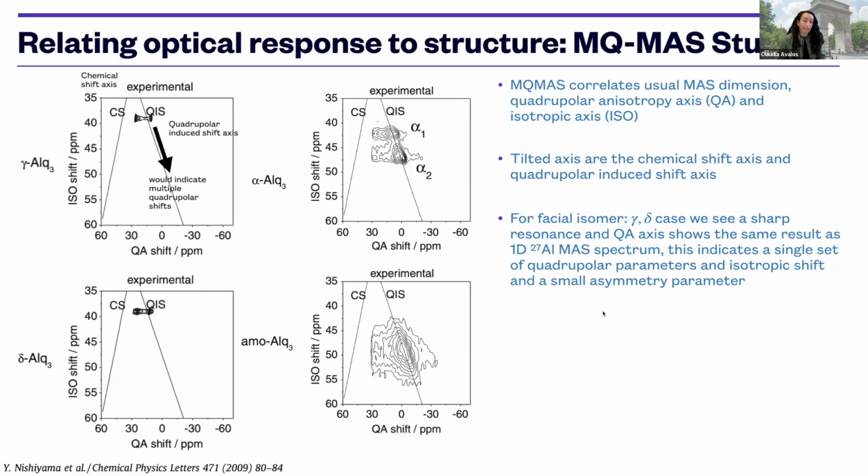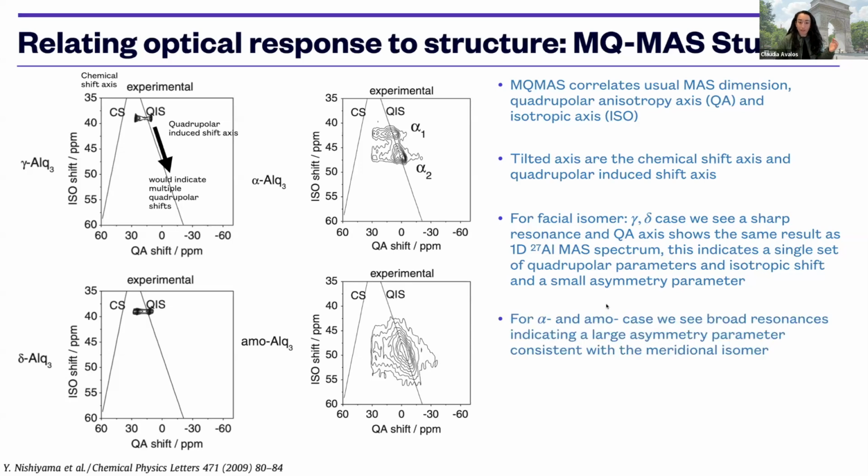If you then look at the alpha polymorph and the amorphous one, you see these broader resonances. The reason I'm showing this is that this is the kind of information you can get from MQMAS, right? We see these broad resonances indicating a large asymmetry parameter, which is consistent with what's known about this type of isomer. But more importantly, using MQMAS, you are able to distinguish that there are actually two different classes of alpha polymorphs that contribute to this isomer, right?